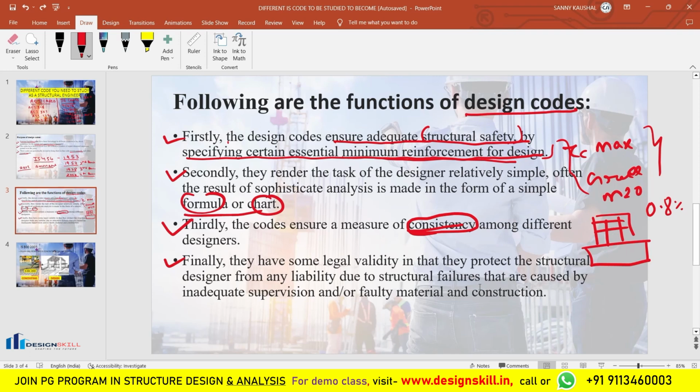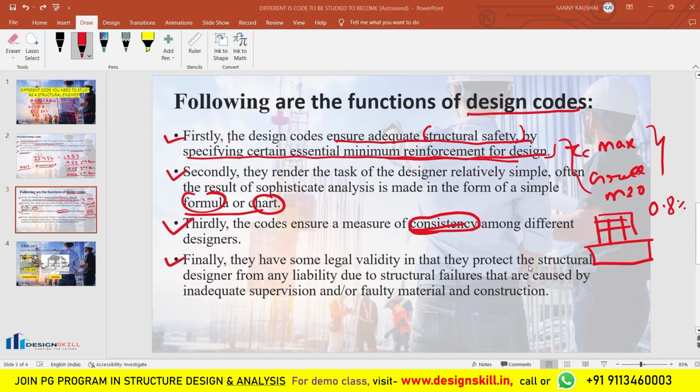And this structural failure actually happened due to faulty material, not due to the design. You can easily defend by saying that this structural failure occurred due to improper construction practice going on at the site, or you can also say that improper, faulty material used by the contractor caused the structural failure at the site.